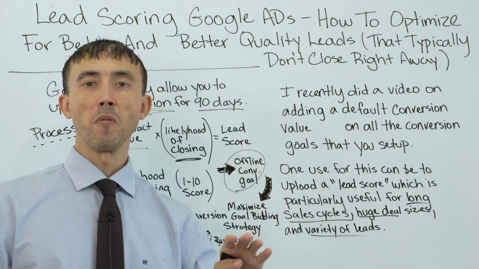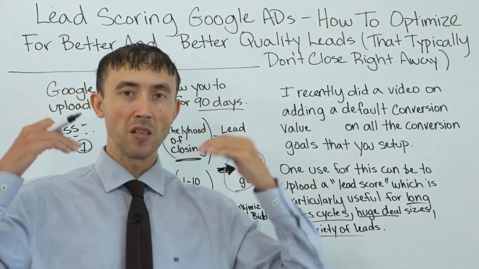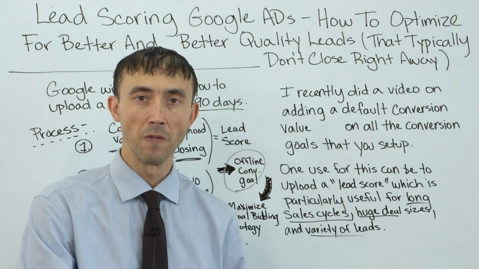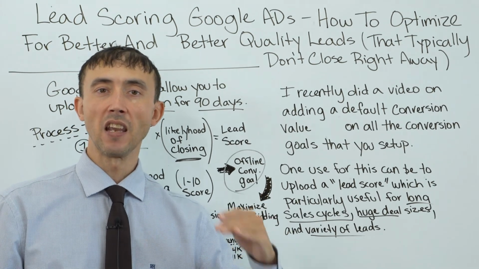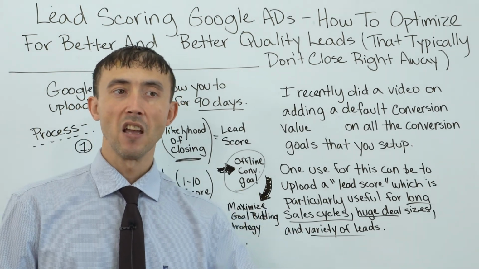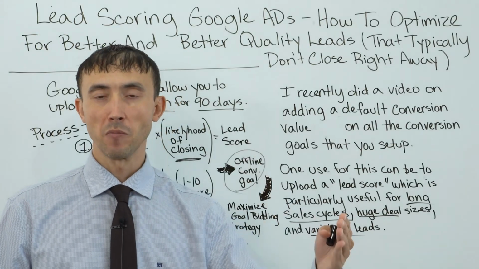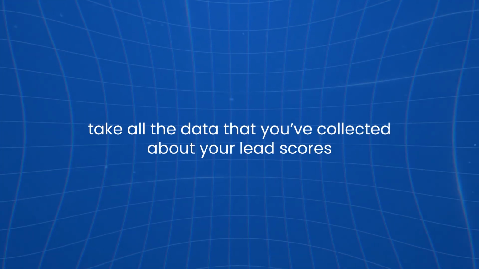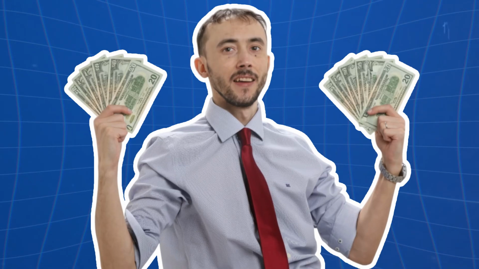The big mistake people make is they say, oh, I think this is going to work. They're optimistic by default. And then once it doesn't work on Google Ads, they're pessimistic by default. When really, if you would have just taken my advice from the beginning and started tracking everything from the beginning, and you have half the ROI that you're supposed to have to be profitable 6 months in, you could actually immediately do something, which is to take all the data that you've collected about your lead scores, find out where the best lead scores are coming from, get rid of half of everything else that wasn't delivering that, and now you're profitable.